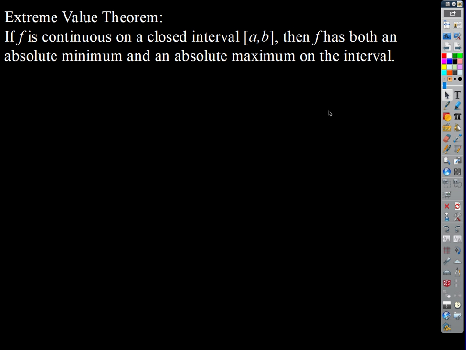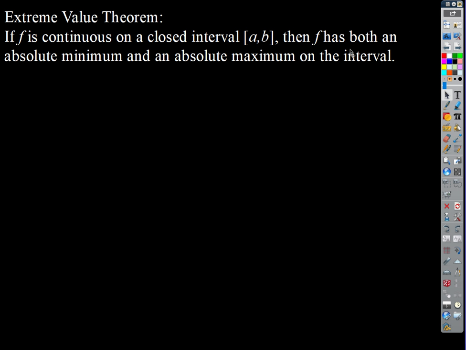So if f is continuous on a closed interval from a to b, then f has both an absolute minimum and an absolute maximum on the interval. Guaranteed. If the function is continuous, now just think back, this is good review. You'll find in calculus we're constantly reviewing because we constantly draw on earlier concepts, which is one of the reasons I love calculus. What's it mean to be continuous?